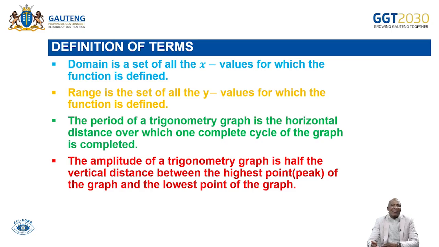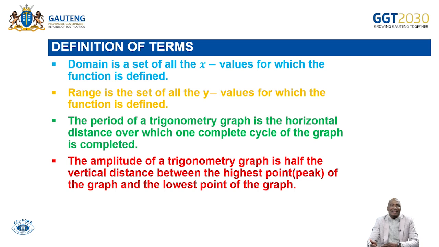Then the range, this time around we are focusing on the y side, which is the set of all the y values for which the function is defined. Then the period of these trig graphs. If you are studying or working with trigonometric graphs, you will realize that they have what we call a cycle. They repeat themselves after a certain number of degrees. The same wave will repeat itself. This is what we refer to as the period of your graph.